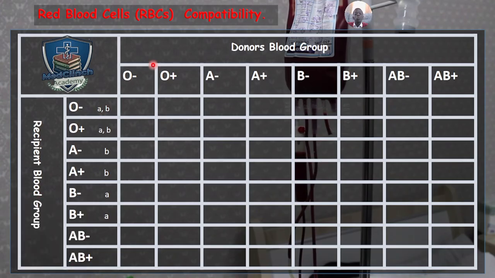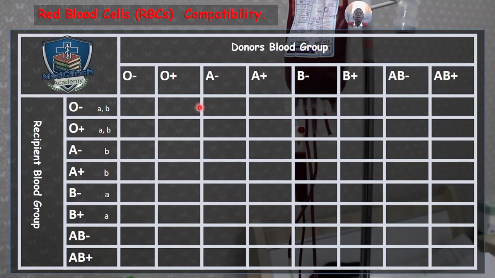Now we have a table here. We're going to fill it together. This is a red blood cell compatibility table. If you can see in this diagram of mine, we have got two sections. On the X axis, the upper axis, I've got the donor's blood group, and on the Y axis, you've got the recipient blood group. So you can see the donor's blood group here, which is O negative, O positive, A negative, A positive, B negative, B positive, AB negative, and AB positive.